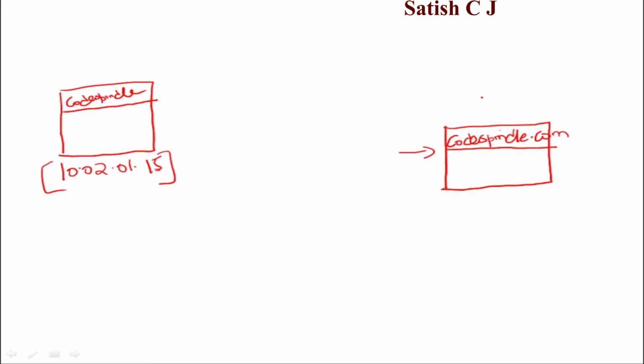But the challenge now for my system is how to get the IP. How to get the IP address. So it should somewhere get the IP address of that server that's hosting codespindle.com. So how to get that IP address? For this, the solution is domain naming system. Domain name system, which actually helps us to get the IP for an URL.